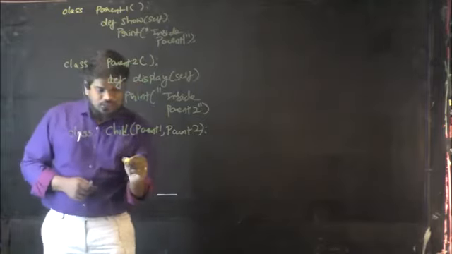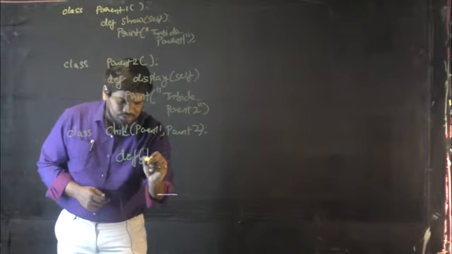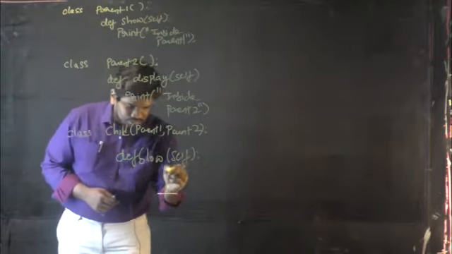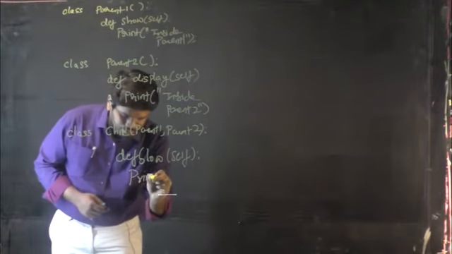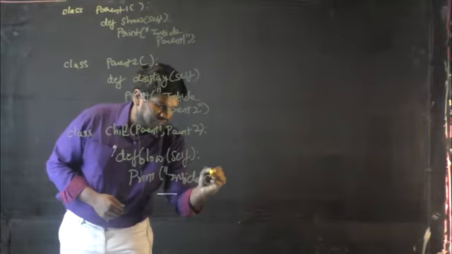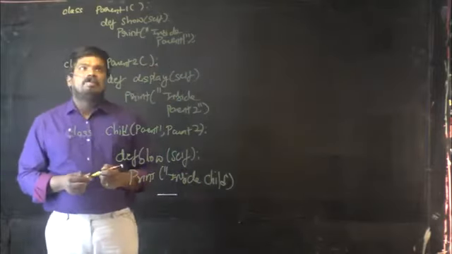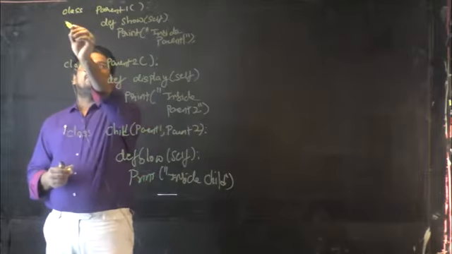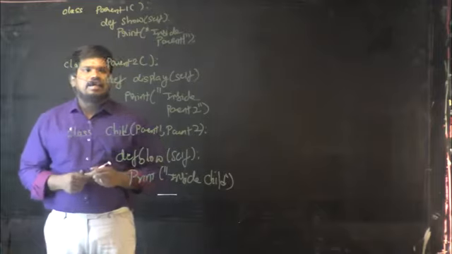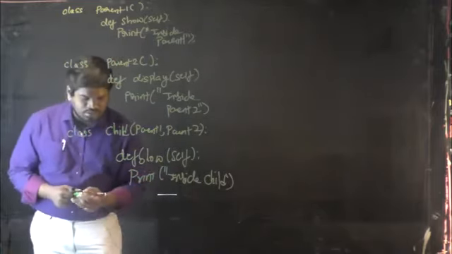And coming to the child class, here I am taking one more function, def show of self, and here I am taking a print of "inside child". So I am done with the creation of three classes, and next I'll create one driver class.